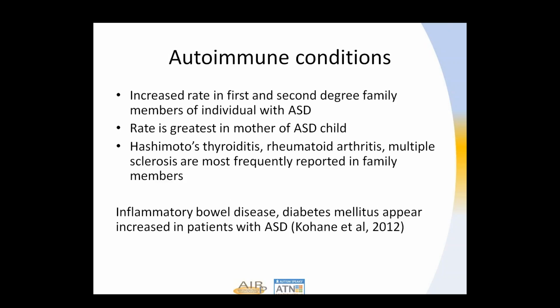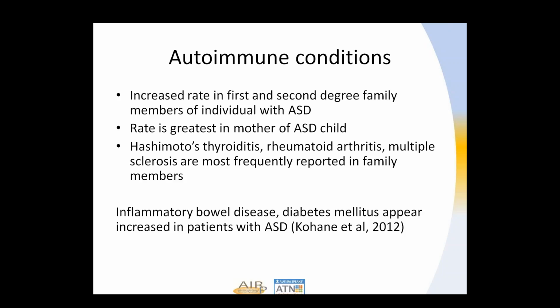The next area is in the area of autoimmune conditions, and this is another one that is not well studied, somewhat controversial, and a lot more work needs to be done here. Some studies have shown that there's an increased rate of autoimmune conditions in first and second degree family members of individuals with autism. Autoimmune conditions include problems such as rheumatoid arthritis, Hashimoto's thyroiditis, and so forth.